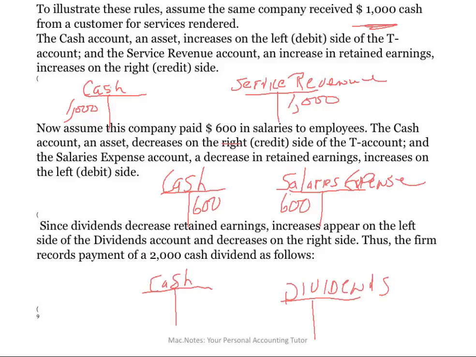And when the company pays dividends, I record it as a debit to dividends, which increases dividends. An increase in dividends is a decrease in the shareholders' equity account. That's why we record it on the left-hand side. And of course, my cash goes down by that same amount.